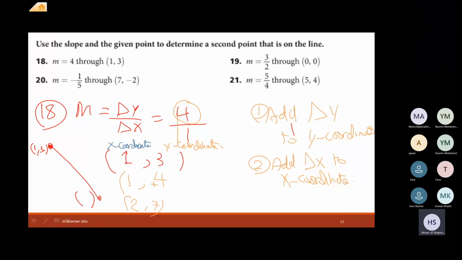4 over 1, meaning 4 is delta y, 1 is delta x. I need to write it as a fraction, but the number is 4. So what I have to do, I will write it under 1. 4 over 1 is still 4, but I write it as a numerator over denominator. I will write 1 in the denominator. I didn't make any change, but I rewrite a whole number as a fraction in order to make it y over x.